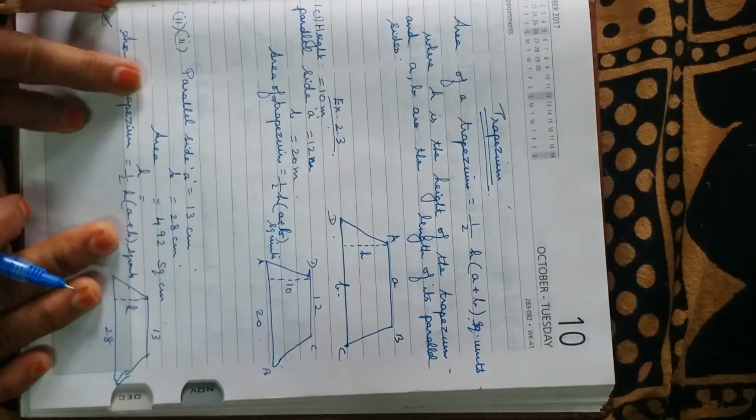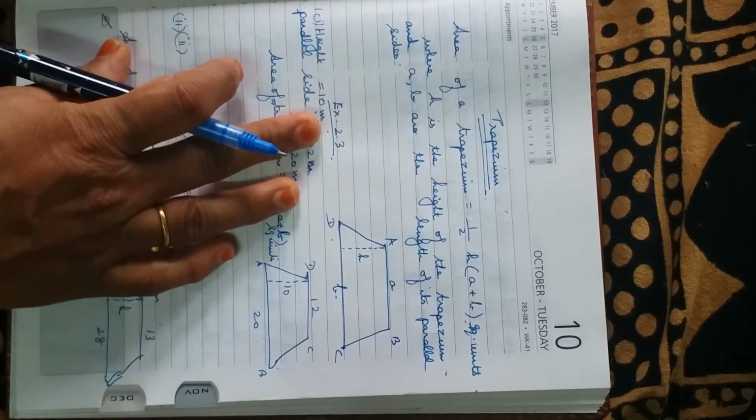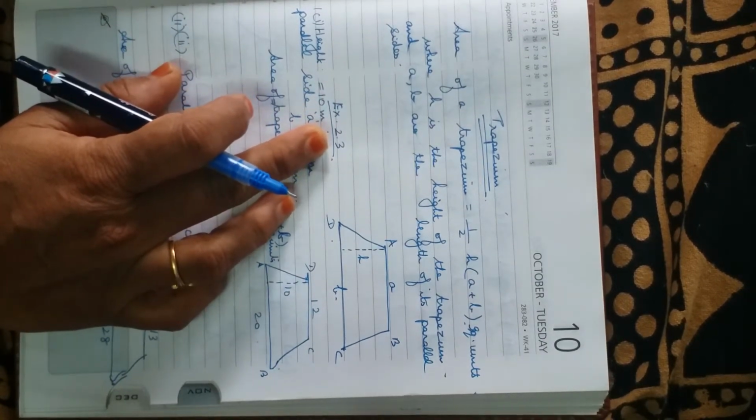Area of a trapezium is equal to half into h into a plus b.